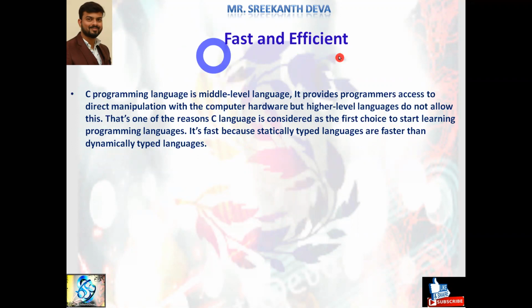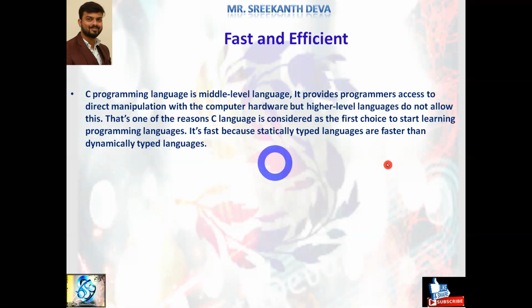Another feature is called fast and efficient. Compared to assembly level language and machine level language, C provides a fast, more accurate, and efficient programming language. It supports a middle-level language. It provides programmers access to direct manipulation of the computer hardware, but higher level languages do not allow this. That's one of the reasons C is considered the fastest choice to start learning programming.